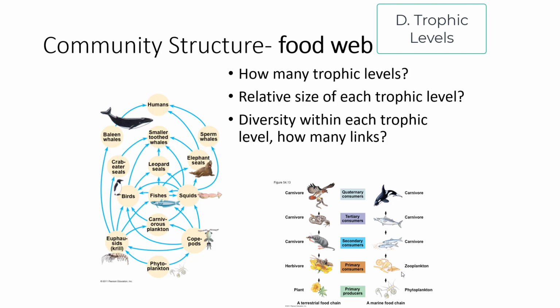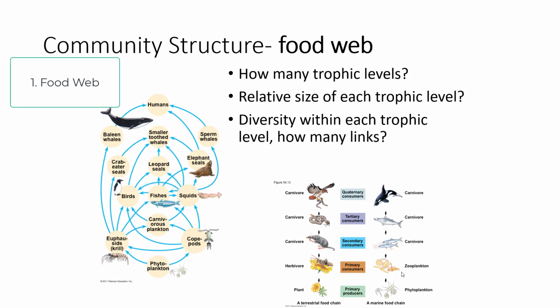One way of looking at the different trophic levels is to look at the community structure in terms of a food web. So in here we can see a food web and a food chain. With your food chain, you have a plant, an herbivore, a carnivore, another carnivore, and another carnivore, with your primary producer, primary consumer, secondary, tertiary, and quaternary consumer.